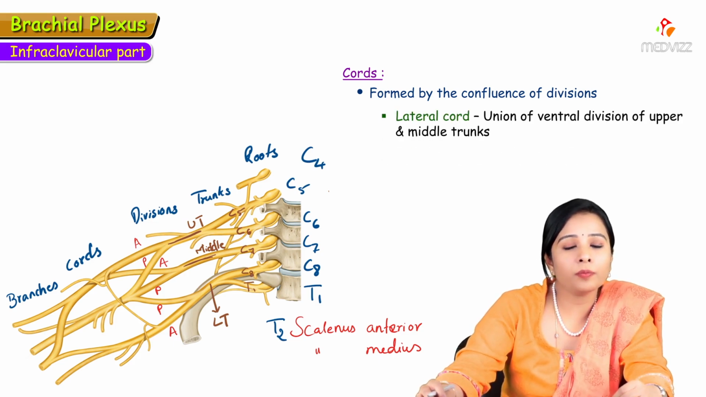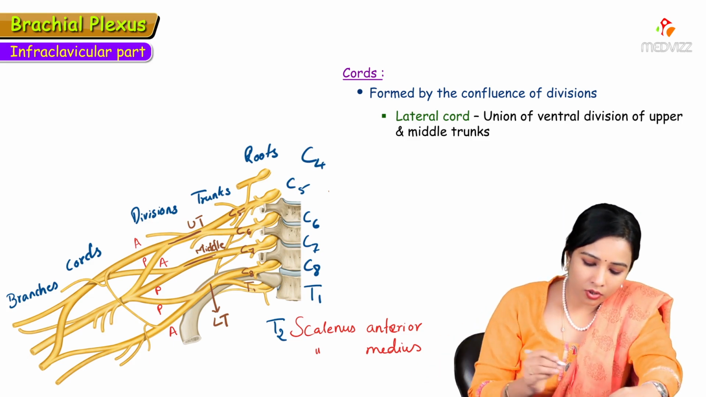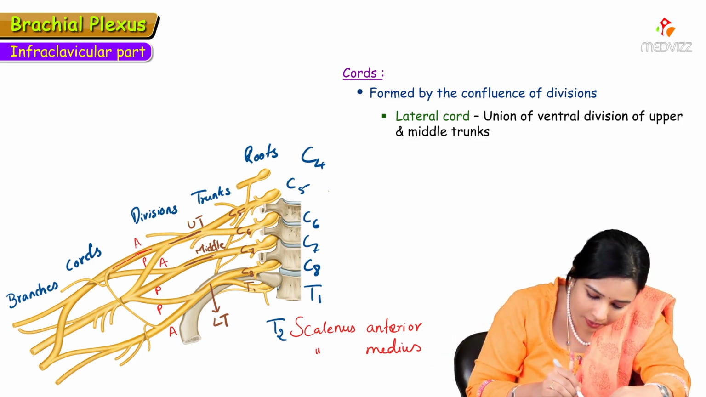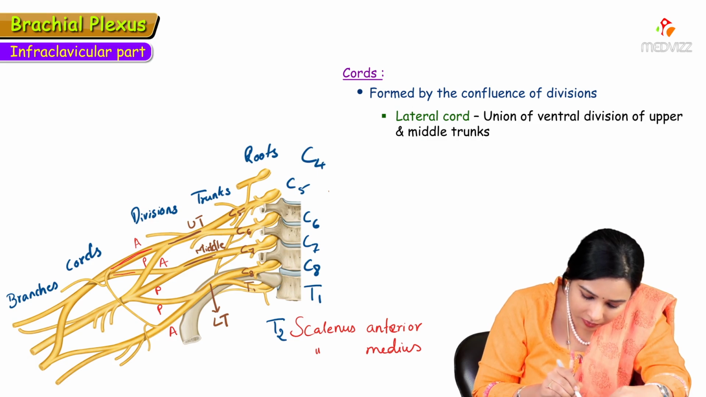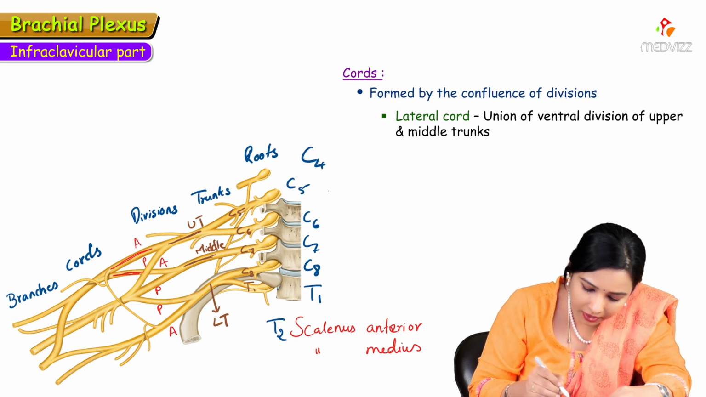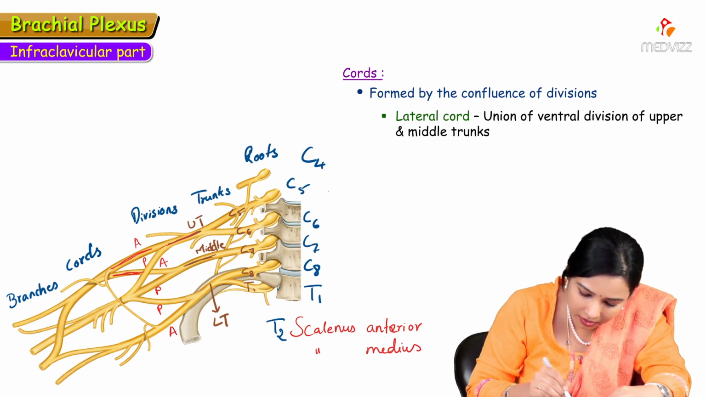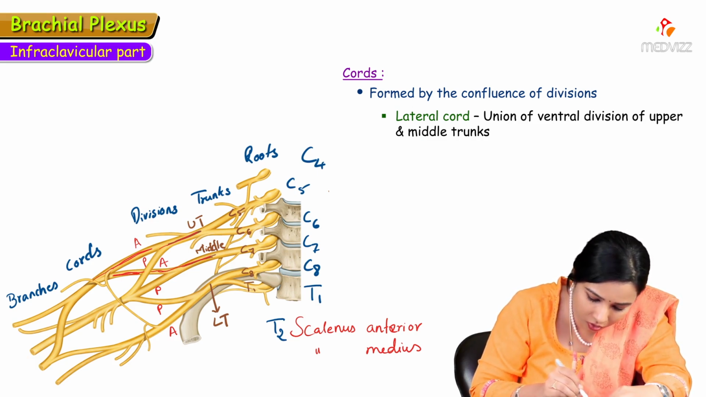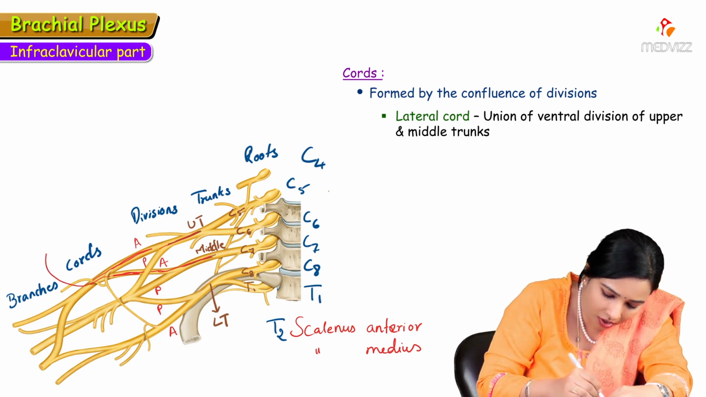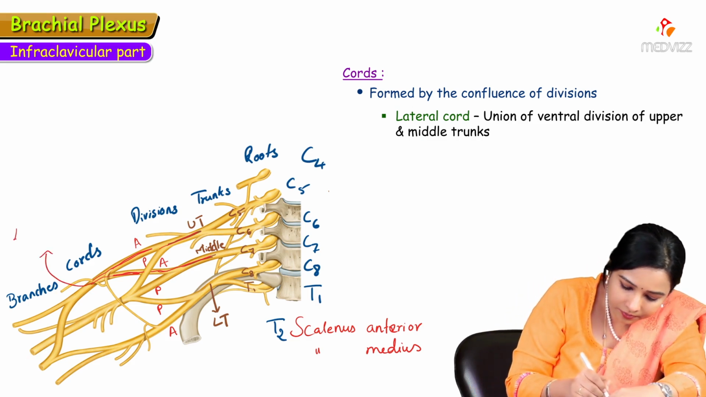Lateral chord is formed by the union of ventral divisions of upper and middle trunks. So here is the ventral division of upper, and this is the ventral division of the middle. So we can see this is the upper trunk, this is the middle trunk. So ventral division of upper and middle, they join to form a chord. This chord is the lateral chord.